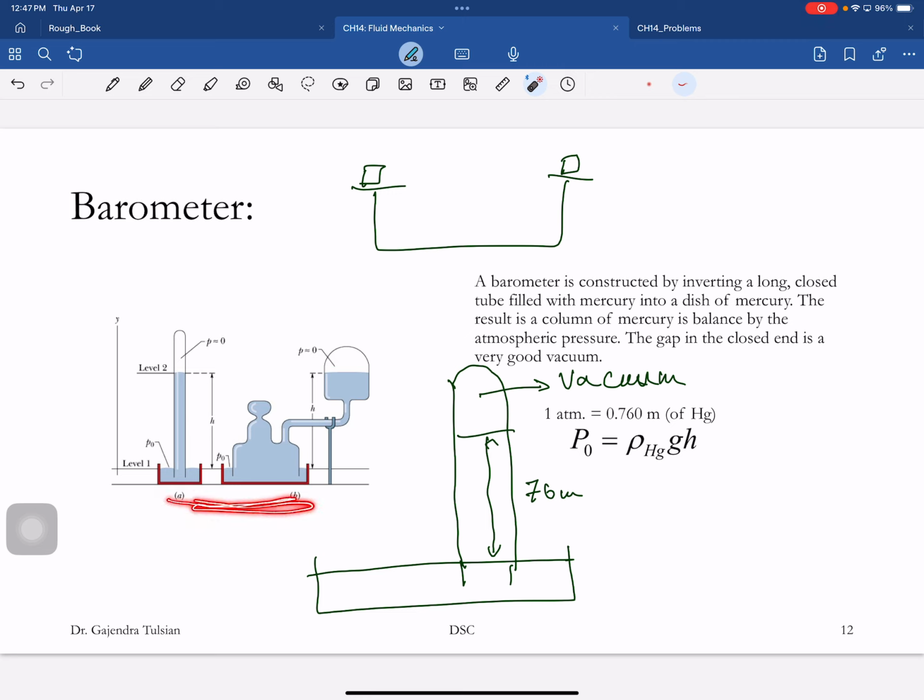What is this showing you? Regardless of the surface area exposed, it's going to feel the same pressure, regardless of the shape. So the height of the mercury column is the same.